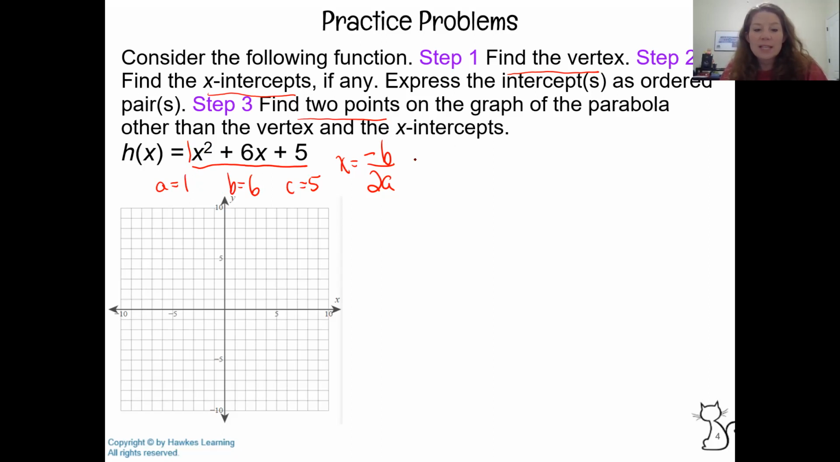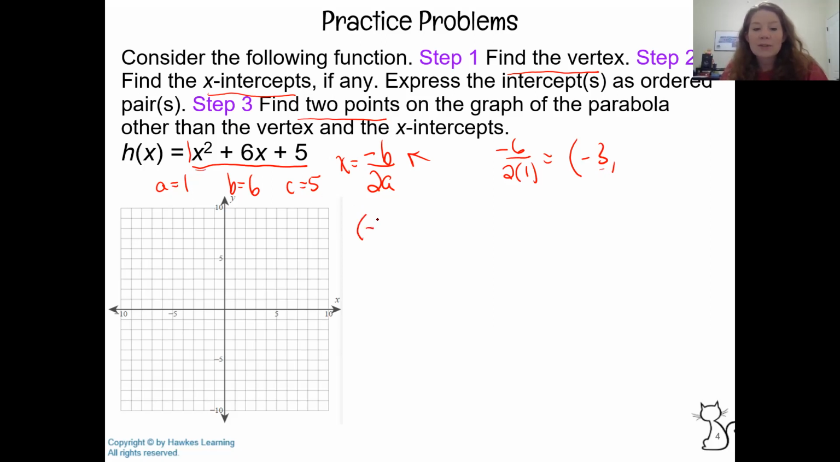So to find the vertex, we're going to use this formula right here. So we want to write the opposite of 6, which is negative 6, divided by 2 times a, which is 1. That means negative 6 divided by 2 is negative 3. And then we need our y value. Well, to get the y value, we're going to plug in negative 3 into this equation.